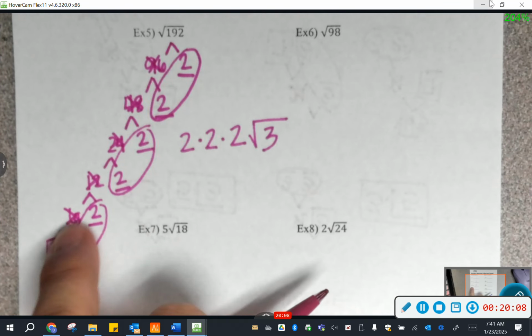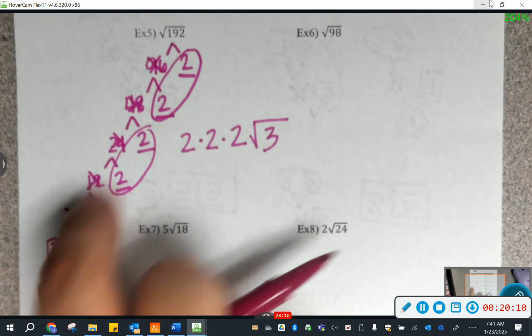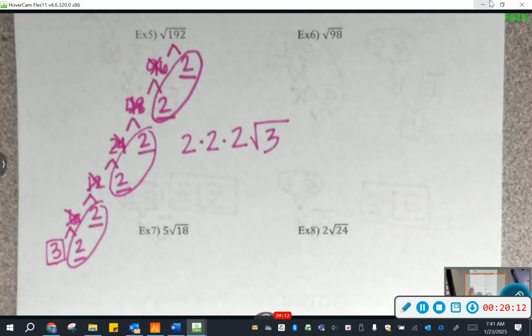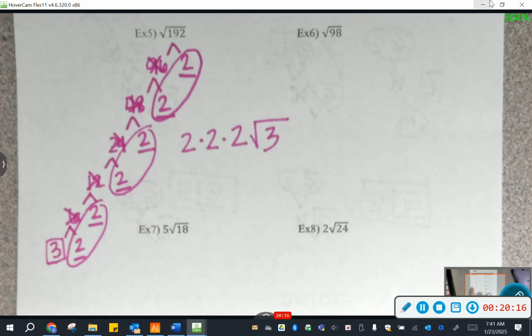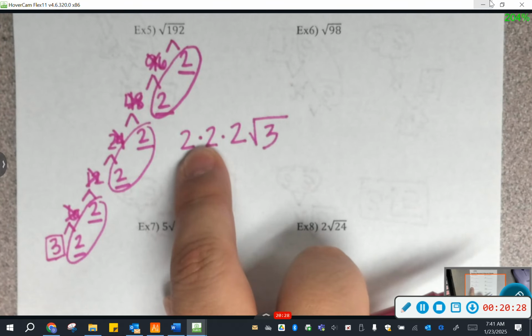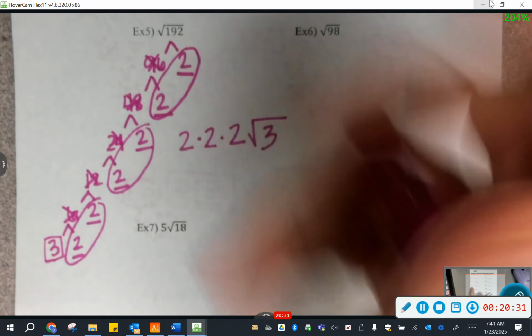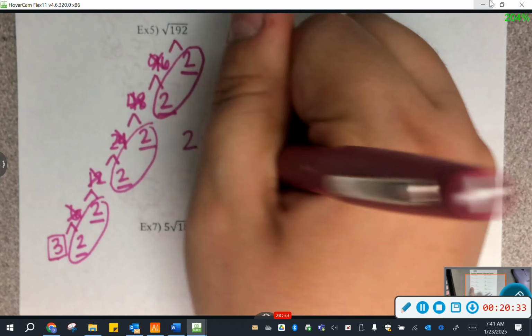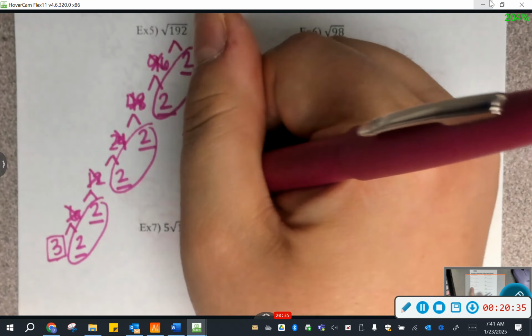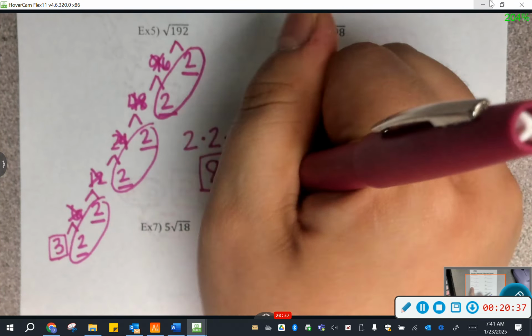Why am I not going to include that 6 or the 12 or the 24? Yeah, those we already used them by doing the tree underneath. What is 2 times 2 times 2? Be careful. What's 2 times 2? Times 2? 8. So just be careful with that. 2 times 2 is 4. Times 2 is 8.